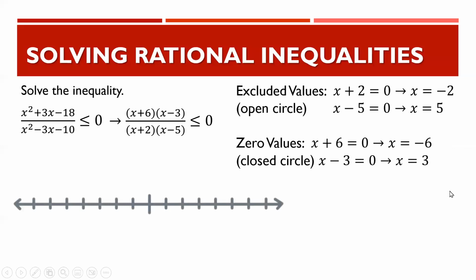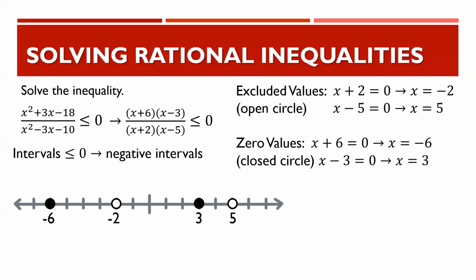Let's plot them on the number line. Here they are, and there are our corresponding circles, open and closed. Next, we want to figure out which of those intervals are going to be our solutions. We want intervals that are less than or equal to 0, and again, we're getting that from the original inequality. So less than 0 means that we're going for negative intervals.